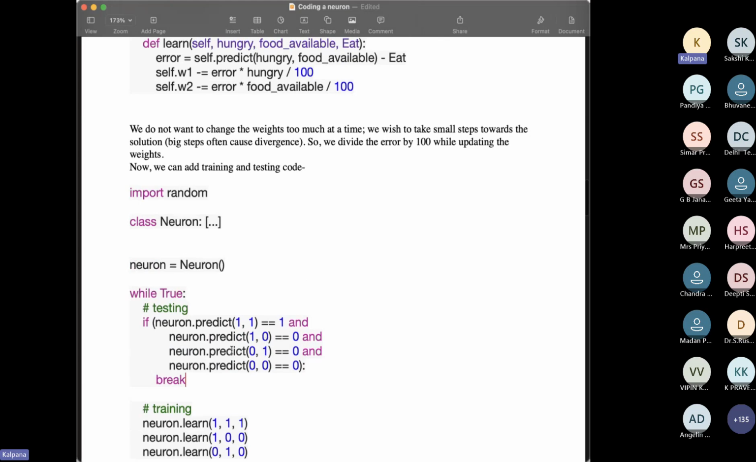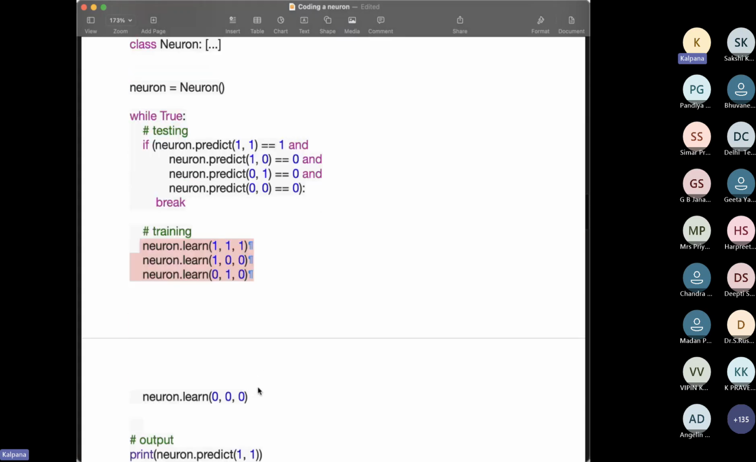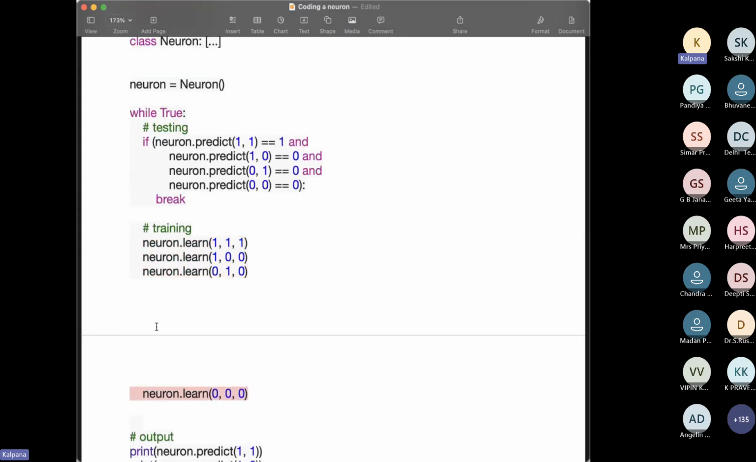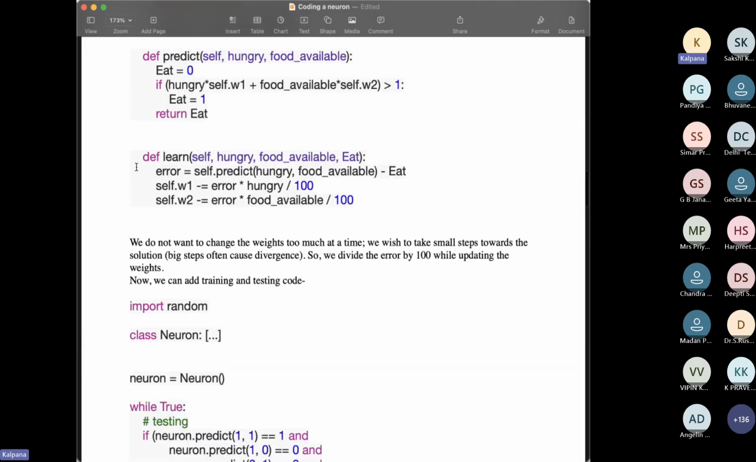If all the answers are correct, fine, the neuron has learned perfectly. But if some of them are wrong, then train. Neuron.learn for this, for this, for this, and for all 4 of them. So what will happen when we give this input 1, 1, 1? The learn function will be called. This is the learn function. It will first find out the error. For 1, 1, 1, what is the error?